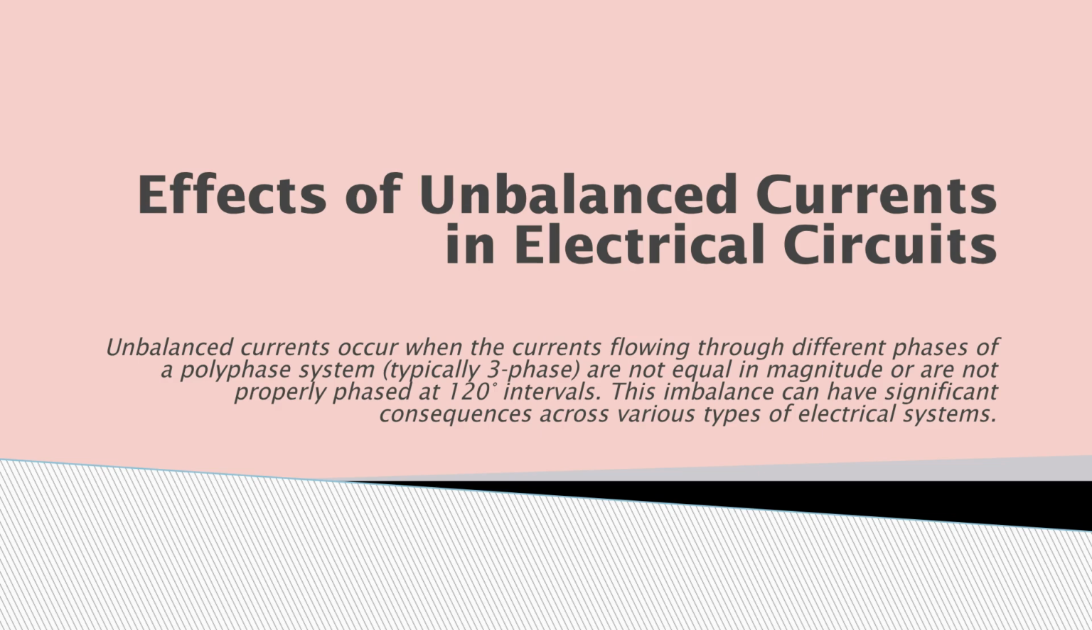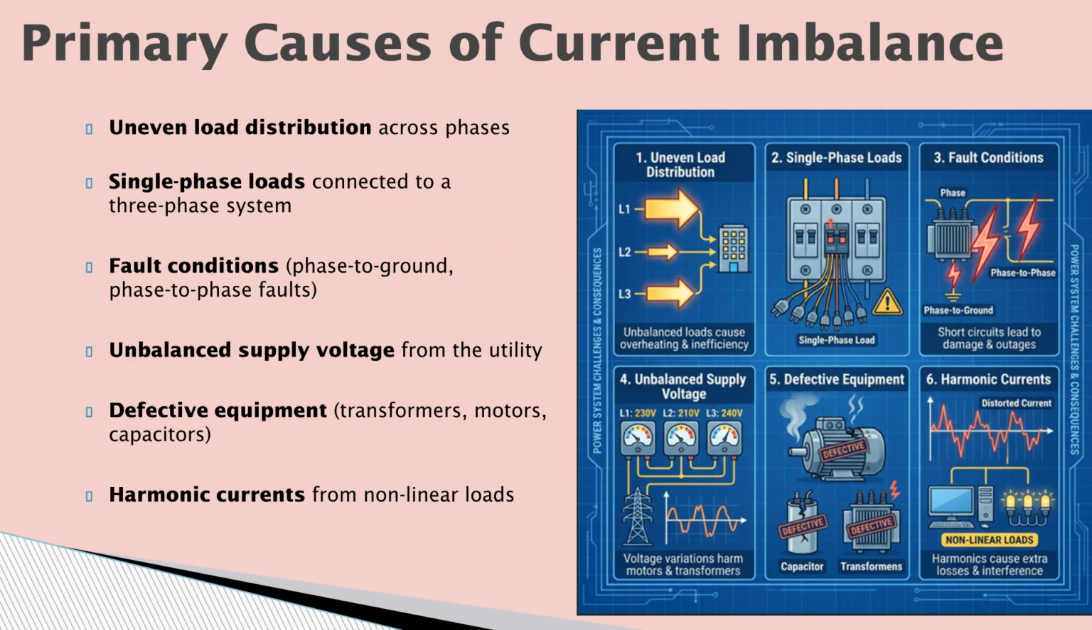Welcome to this video on the effects of unbalanced currents in electrical circuits. Unbalanced currents in polyphase systems are unequal in magnitude or not properly phased, which can lead to significant consequences. The primary causes of current imbalance include uneven load distribution, single-phase loads on a three-phase system, and electrical fault conditions.